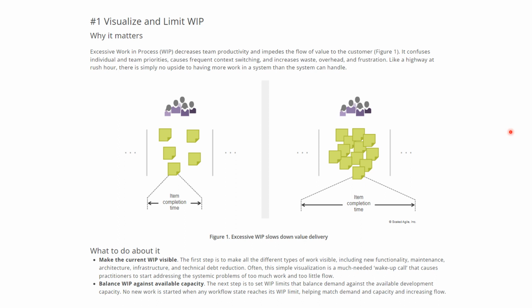The second thing you can do about it is balance WIP against available capacity, right? The next step is to set WIP limits that balance the demand against the available development capacity. No new work is started when any workflow state reaches its WIP limit, helping match demand and capacity and increasing the flow.